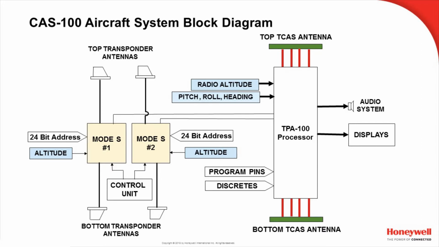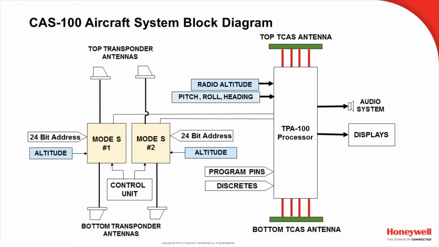A generalized block diagram of the system is shown here, and we can see that the TCAS processor is connected to the Mode S transponders, and the Mode S transponders are an integral part of the TCAS 100 system, and they're supplying the TCAS processor with very important parameters such as barometric altitude and also control unit inputs. So it's important to point out here that if we have any malfunction in the active Mode S transponder, then that's going to cause the TCAS system failure. We have to have functioning transponders in order for the TCAS system to work as a whole.